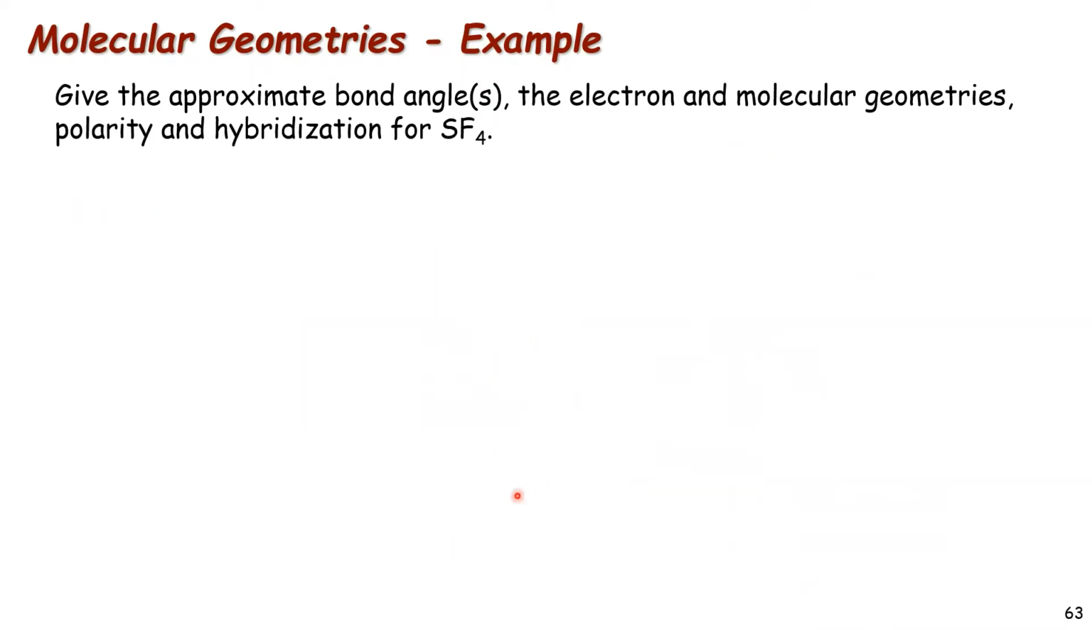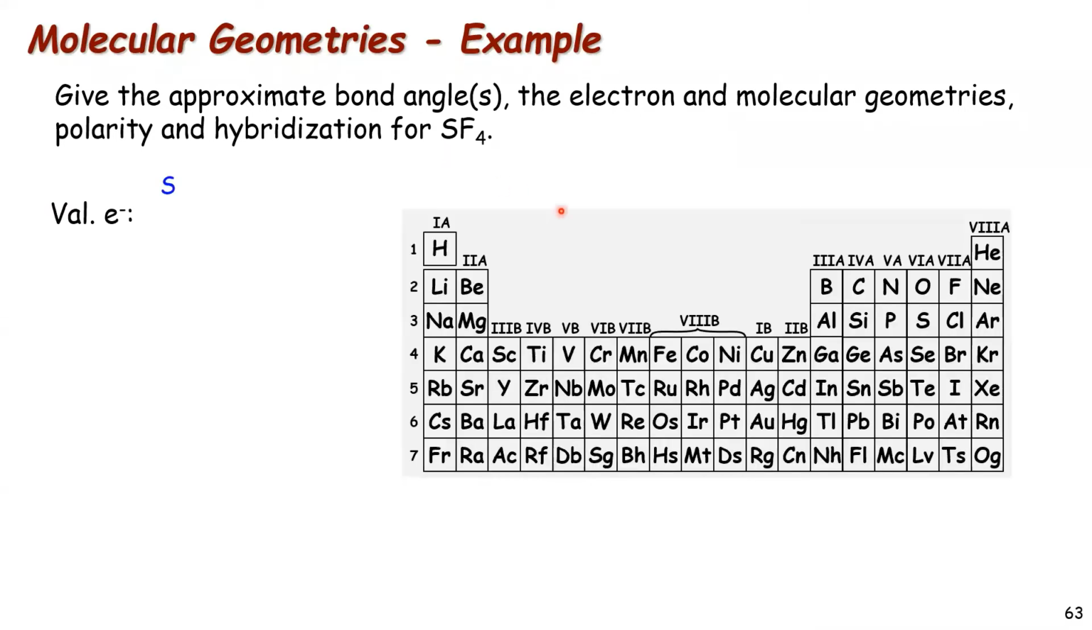Okay, let's try another one. Let's try sulfur tetrafluoride. So again, we've got to count out the number of valence electrons. Sulfur is in group 6, so there's going to be 6 valence electrons. Then we're going to add that to the fluorine. Fluorine is in group 7, so there's 7 valence electrons, but there are 4 of them, so we have to say times 4. That gives us a total of 34 electrons to deal with. The sulfur is obviously less electronegative than the most electronegative element, fluorine, so sulfur is going to be our central atom.